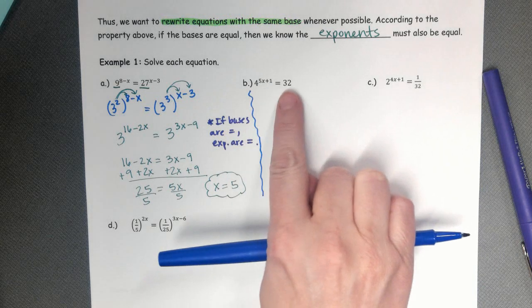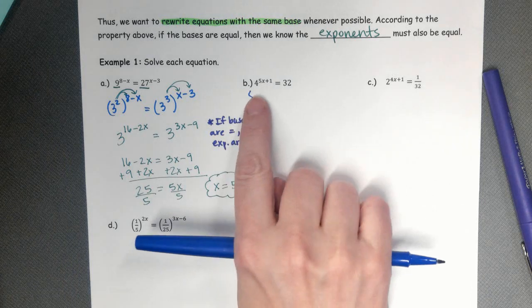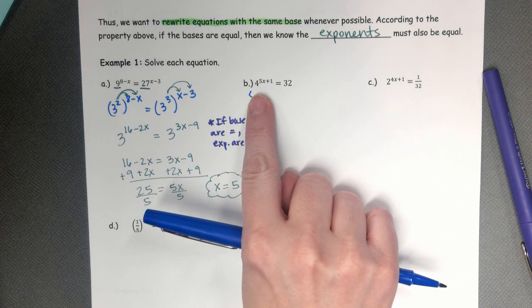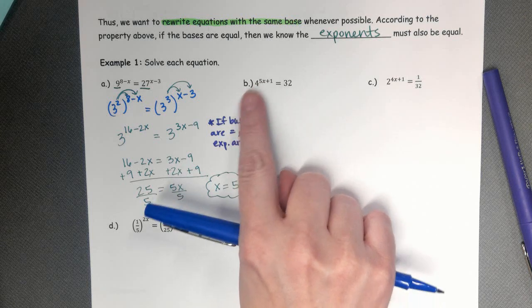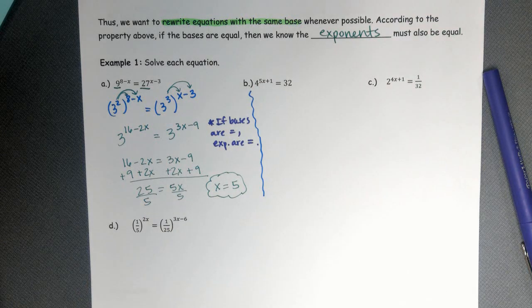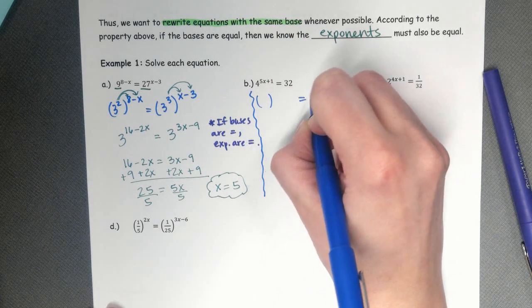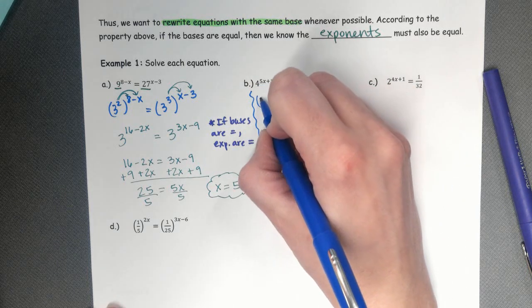Now, you have 4 and 32. Again, the first thing you should ask yourself is, can I rewrite 32 with a base of 4? No. But can I rewrite both of them with the same base? Yes. What would be the base for both? Think about what is equal to each one. So 2 to what power is 4?